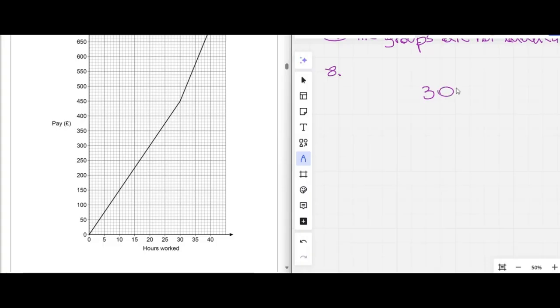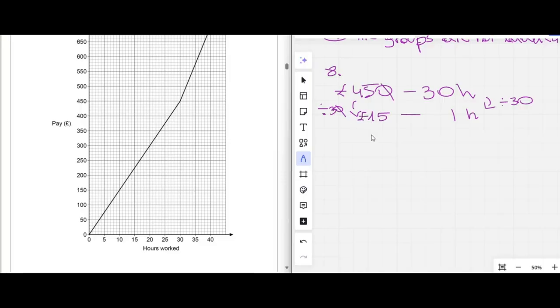So for the first 30 hours, he earned £450. So to get 1 hour, we should divide that by 30. Right? Divide by 30, both sides. So we can get rid of zeros. So it's just 45 by 3, it's 15.